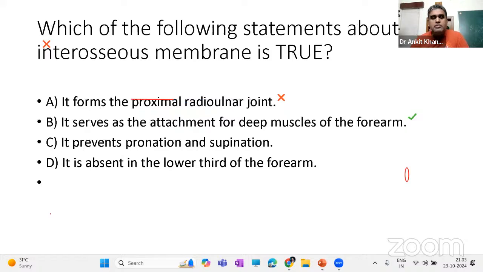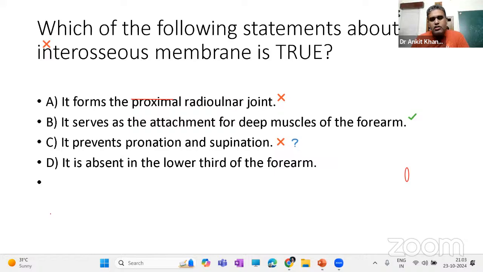Let us see the third option. It prevents pronation and supination. Now this statement, the third statement, is partly true. It does not prevent, actually it hinders. It limits the amount of pronation and supination, because it is between radius and ulna only, no? It will limit how much supination and pronation can be done. It does not prevent totally. Somewhat it limits the total amount of supination and pronation.